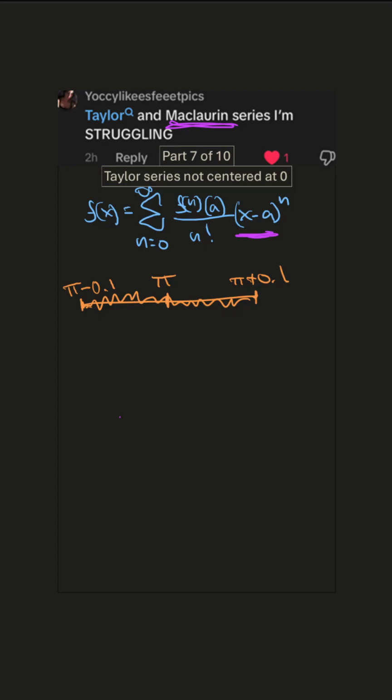And let's remember the derivative cycle of cosine. So if we have cosine x, then the first derivative is negative sine x, second derivative is negative cosine x, third derivative is sine x. Now if we evaluate each of these at x equals pi, then we get, well, cosine of pi is negative 1, this will be 0, this will be 1, and this will be 0.